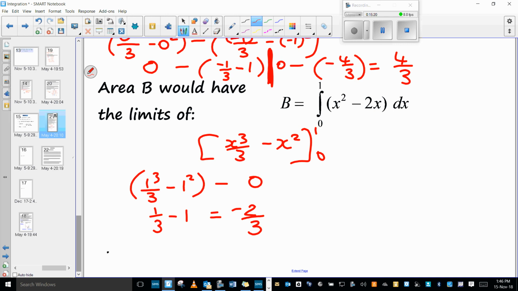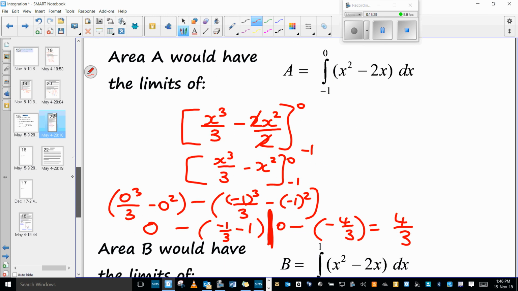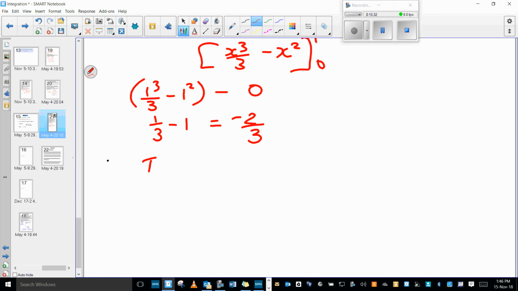So if we want to find the total area, we would ignore this negative sign. So we've got 4 thirds plus 2 thirds. You're happy with that? So the total area would be that area A, which was 4 thirds, and then we would add on area B, which in itself is actually 2 thirds, so we've ignored the sign of it. They've got the same denominator, so we just add on numerators. So that's 6 thirds, which is 2.